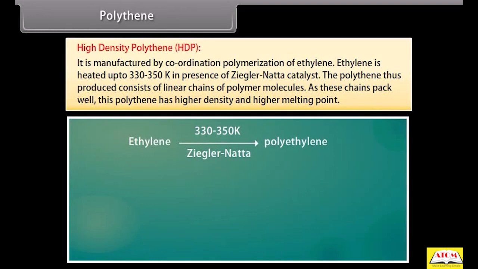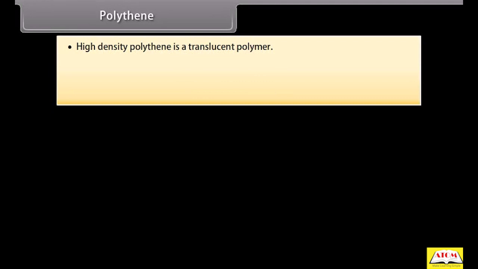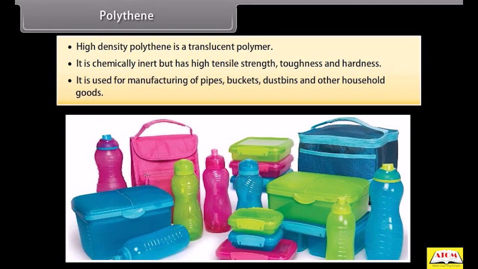High-density polythene. It is manufactured by coordination polymerization of ethylene. Ethylene is heated up to 330 to 350 Kelvin in presence of Ziegler-Natta catalyst. The polythene thus produced consists of linear chains of polymer molecules. As these chains pack well, this polythene has higher density and higher melting point. High-density polythene is a translucent polymer. It is chemically inert but has high tensile strength, toughness and hardness. It is used for manufacturing of pipes, buckets, dustbins and other household goods.